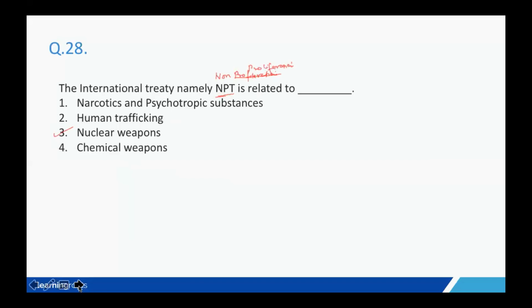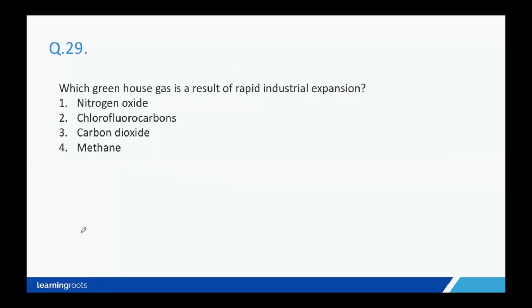right? Coming to the next one, which greenhouse gas is a result of rapid industrial expansion? So it's a bit of a doubt with regard to this question. The credit answer that is given is chlorofluorocarbons, but logically even answer option 3 works, right? So in fact, either of these two answer options should ideally be correct. Anyway, the correct answer is 2. So in case you get such a question, then simply mark one of these and then move ahead.